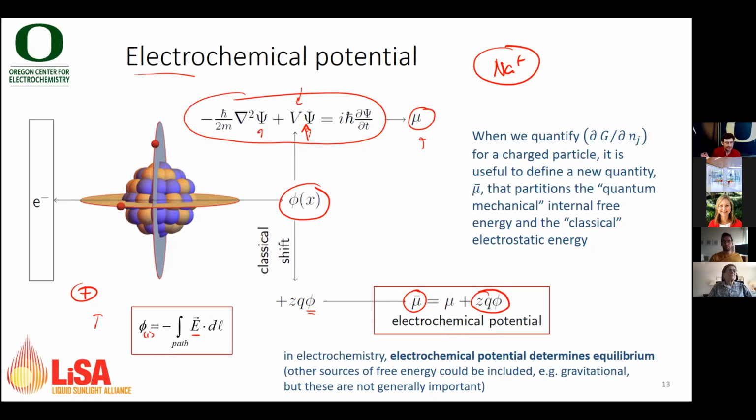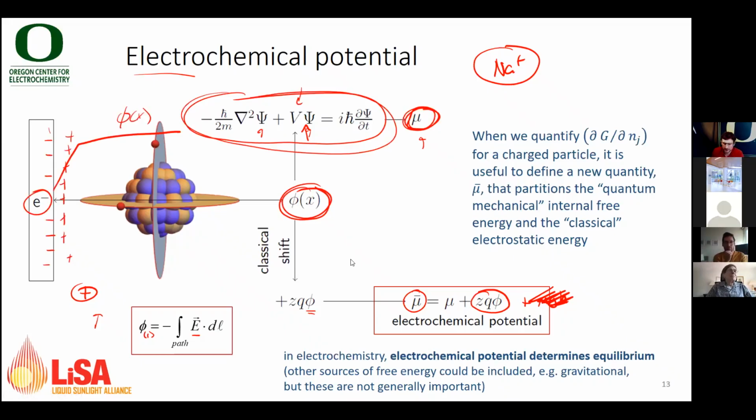Now, they're not the only things, right? I could write another thing here, plus mgh. There's another term for energy. But does gravity really affect electrochemical systems? No, it's not relevant. We don't need to put that term in there. I could write a term for a magnetic field effect on the free energy. I could add these other terms, and that's where it gets confusing. There's nothing magic about the electrochemical potential. It's just that those are the terms that are relevant in electrochemical systems. So that's why we use it.